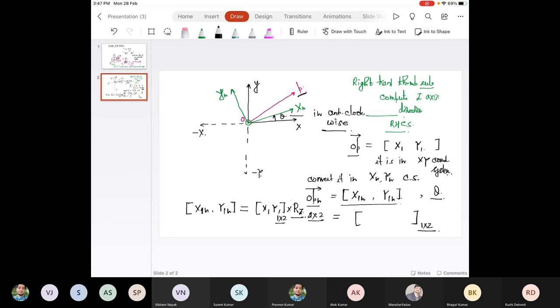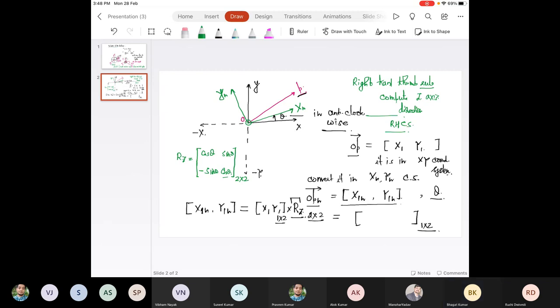Now tell me, what is Rz? What did we derive that day? Sir, cos theta. One minute, wait. Yes, sir. So Rz is a 2 cross 2 matrix. What's your first row? Cos theta and? Sin theta. Cos theta and sin theta, fine. Then minus sin theta and then cos theta. Correct.